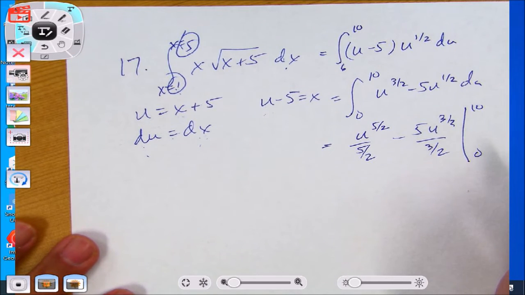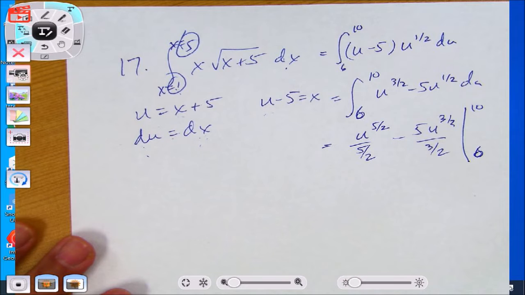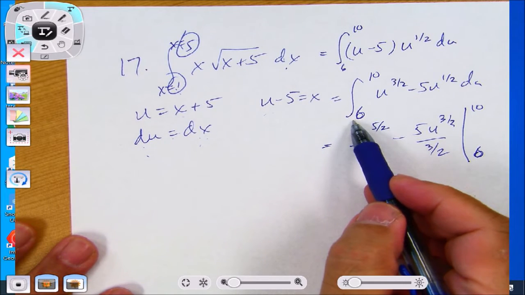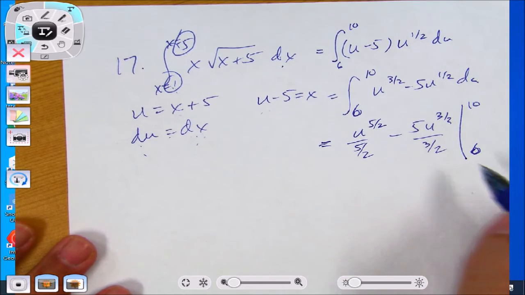Wait, why'd it go from 0 to... I'm sorry, 6. Thank you. I think I wrote 6 and then I can't read my own handwriting. I said 6, yeah, that's what I mean.